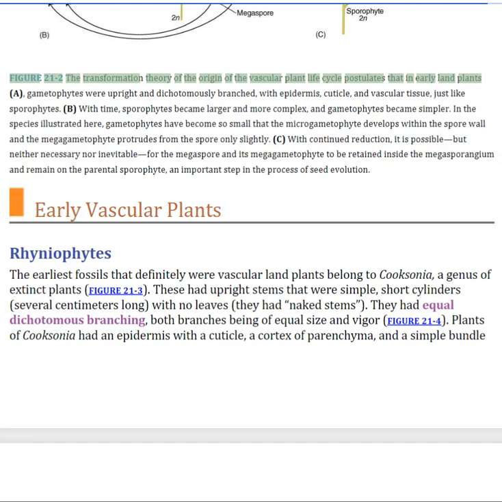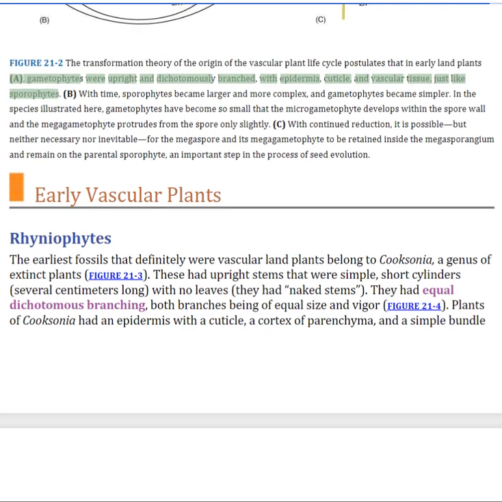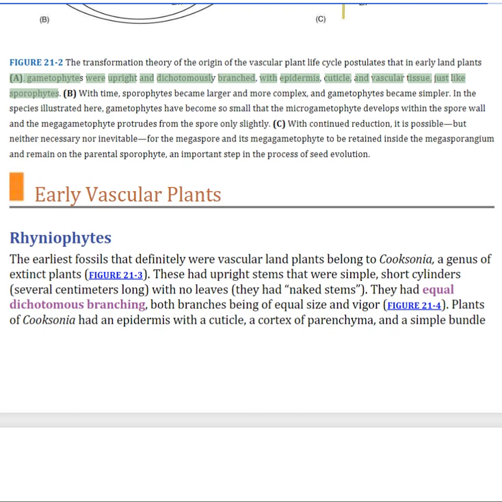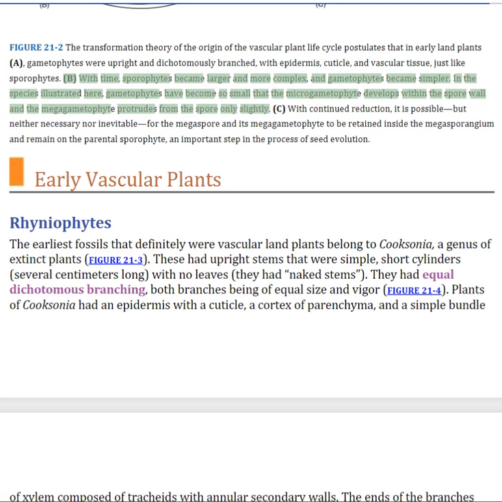Figure 21-2. The transformation theory of the origin of the vascular plant life cycle postulates that in early land plants, gametophytes were upright and dichotomously branched, with epidermis, cuticle, and vascular tissue, just like sporophytes. With time, sporophytes became larger and more complex, and gametophytes became simpler. In the species illustrated here, gametophytes have become so small that the microgametophyte develops within the spore wall and the megagametophyte protrudes from the spore only slightly.